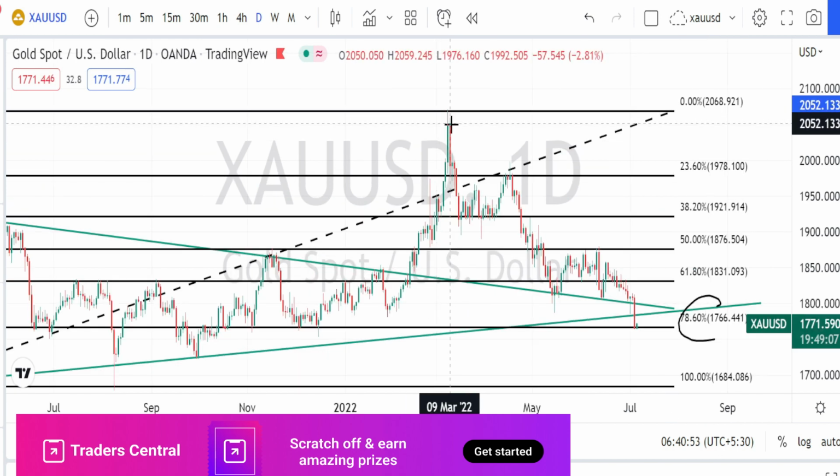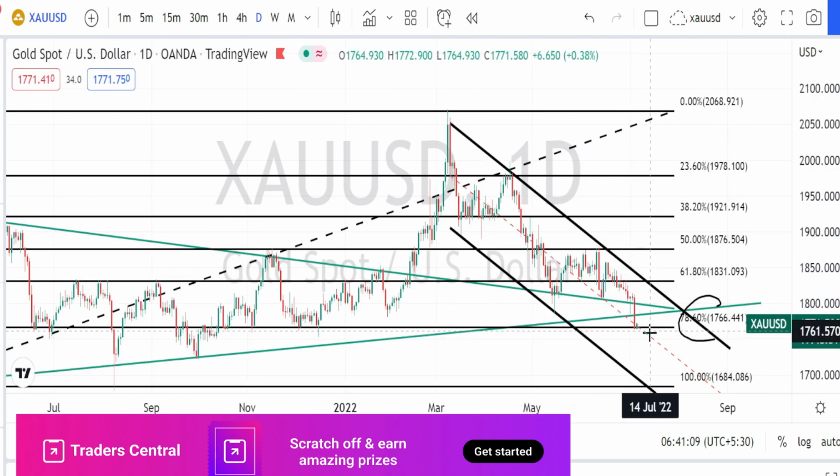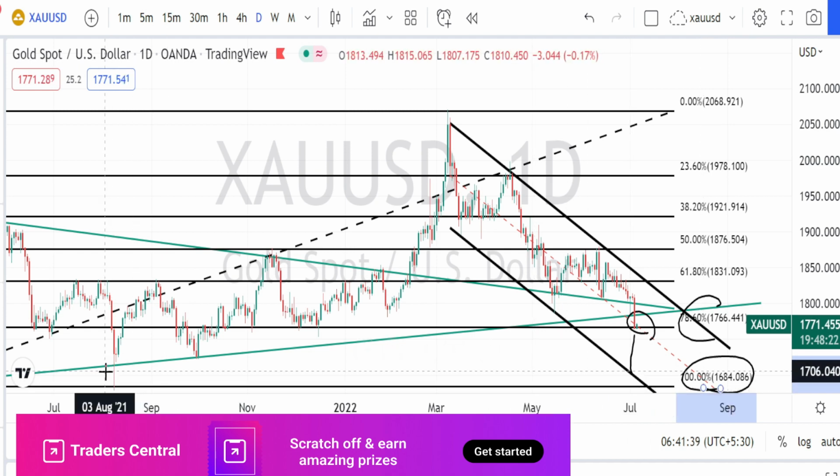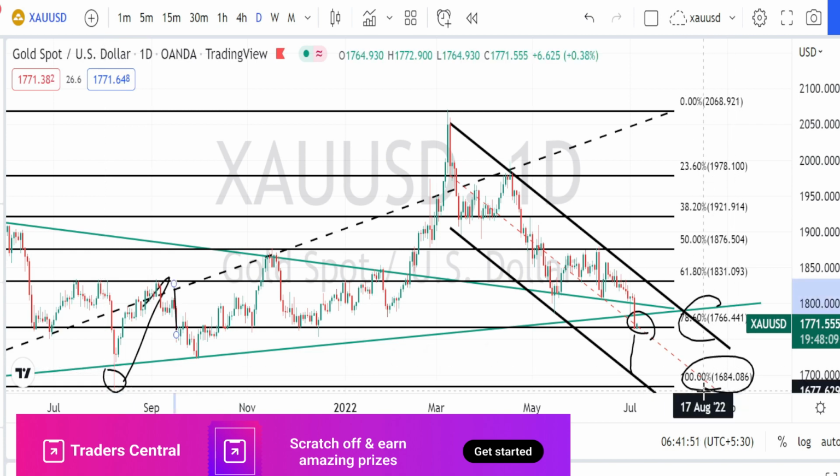I am again drawing the channel pattern, and currently we are noticing the price to consolidate at this level of 1766, and if the price action breaks this support level, next level of support is going to be the bearish channel pattern support line and also the level of 1684 in the daily time frame. We had seen this level had acted as a support in the past, so this level will be acting as a very strong support if the bearish trend continues in daily time frame.